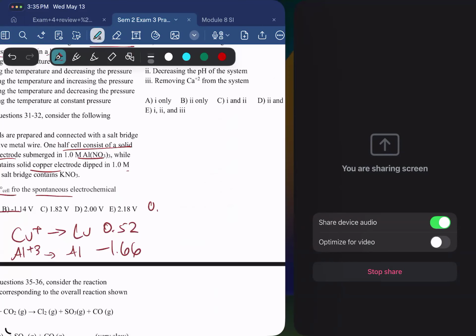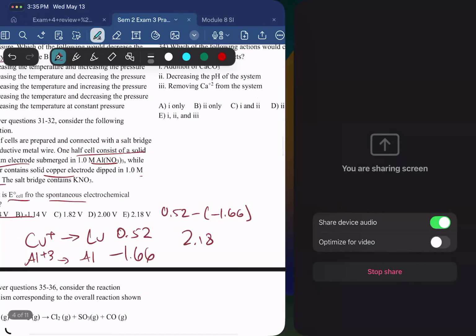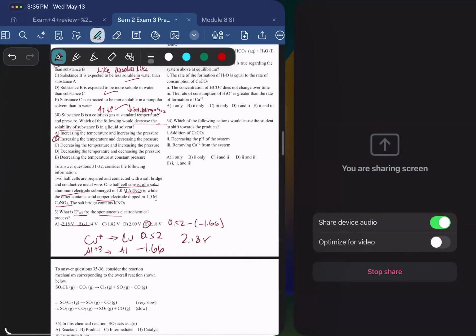So if I were to do the E cell, 0.52 minus negative 1.66, we're going to get a positive value, and that's going to be 2.18. So the answer there is choice E. Okay, so you don't need to plug in values to solve it. If you just know that the more negative a value is, or this lower number, is probably going to be the anode, then you're going to be in the clear.